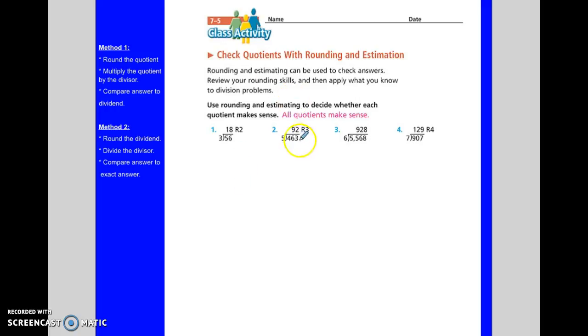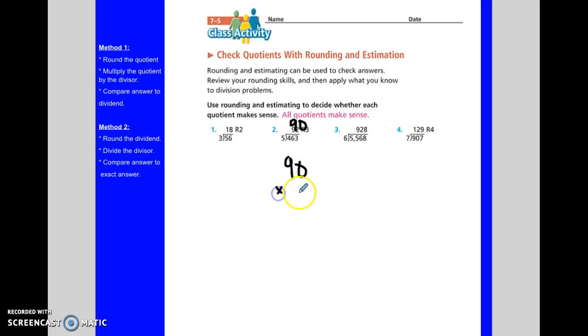All right, so the next problem here too, it says 463 divided by 5 is 92 remainder of 3. So first I'm going to try method 1. I'm going to round my quotient. And I want something that's easy to multiply. I'm going to go with 90 instead of 92. And then I go ahead and multiply that out. So I do my 90 times 5, step 2 of method 1.